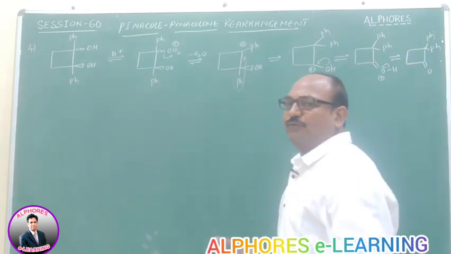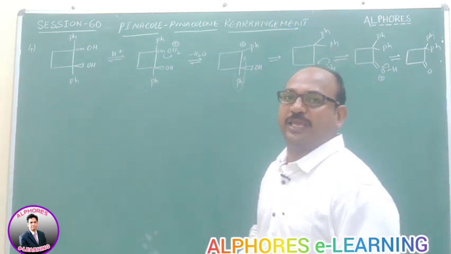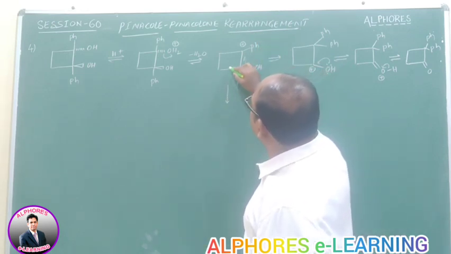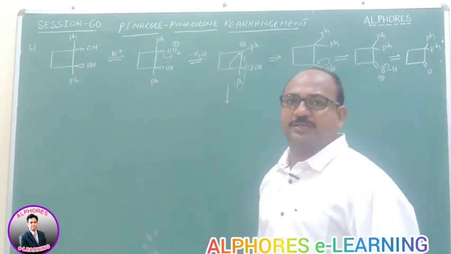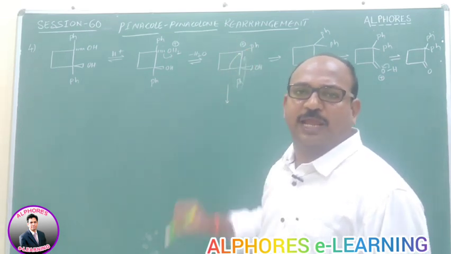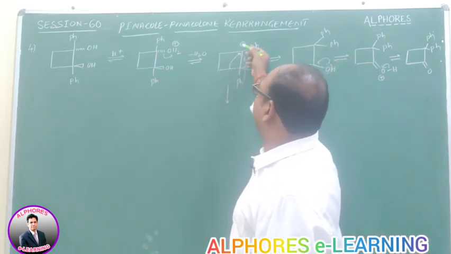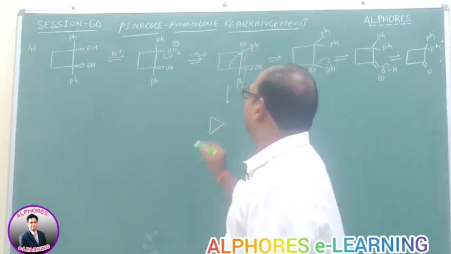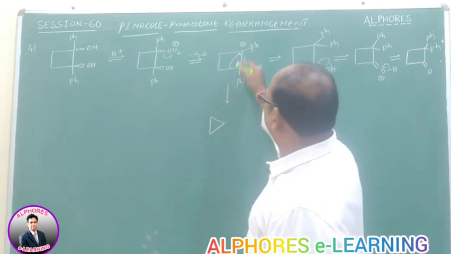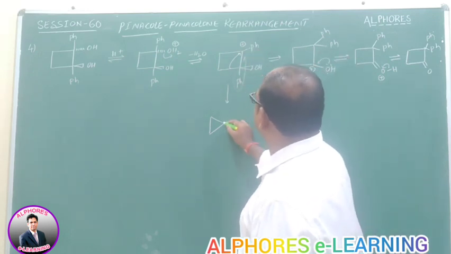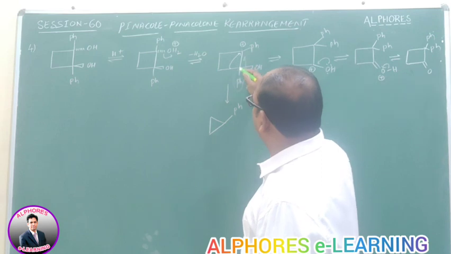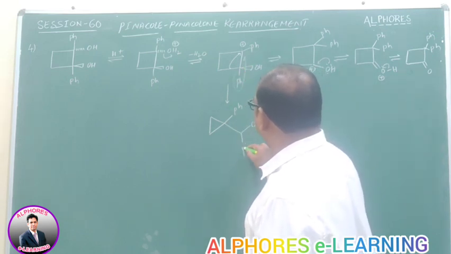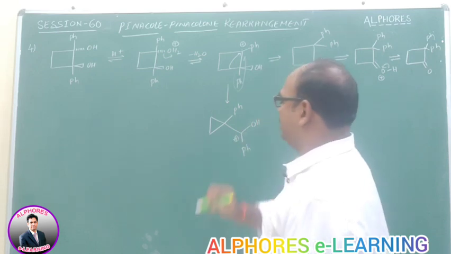But instead of getting this product, we are getting something different. Let us see how it is. Instead of migrating this phenyl, what happened? No. Here this C-C bond is going to migrate. Instead of migrating a phenyl group, the C-C bond will migrate. Then, 1, 2, 3, there will be a formation of a 3-membered ring, and this one is attached to phenyl. And now this carbon is attached to 1 OH and 1 phenyl. Here it bears positive charge.